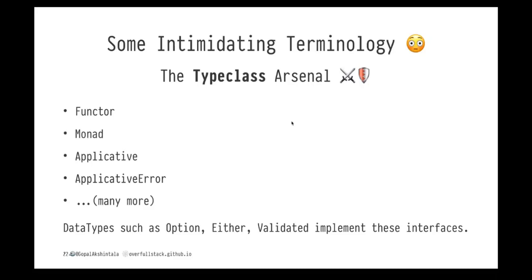These are like interfaces, just like, again, I'm going to use the same analogy, comparator. And these interfaces are being implemented by various data types. Data types here are option, either, validated. These are all data types which represent something.